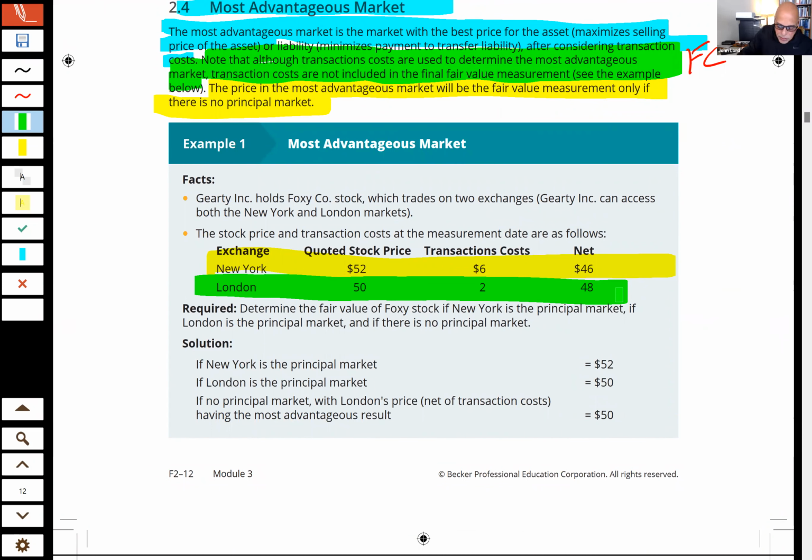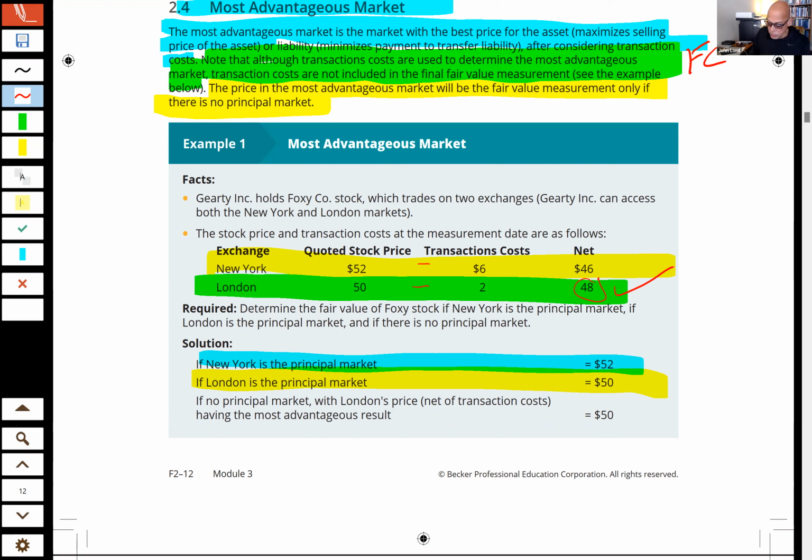Now, they tell us that if New York is the principal market, use New York. Very simple. If London is the principal market, very simple, use London. If there is no principal market, well, now we have to see what is the most advantageous after you consider the transaction costs. And it turns out what? London is the most advantageous, but notice we don't pick up the 48 there, excuse me, we pick up what? We pick up the 50, and that's what we use.